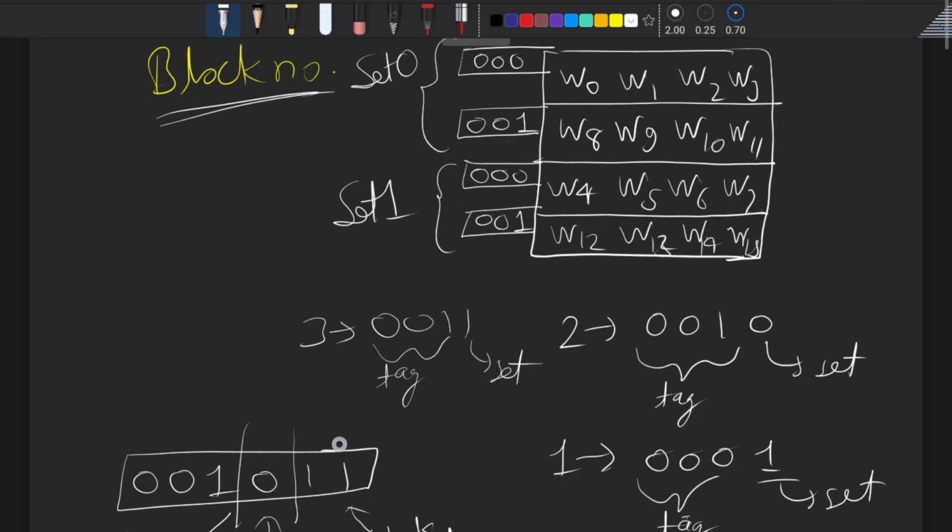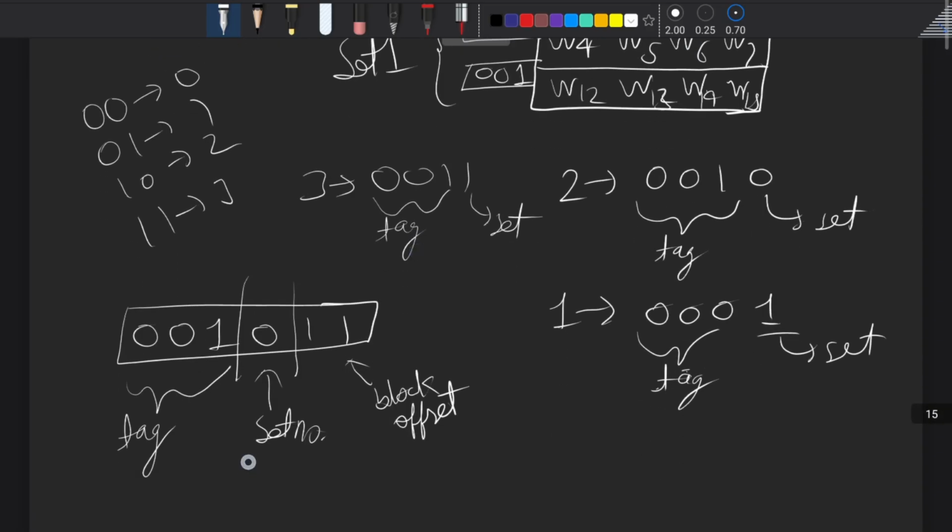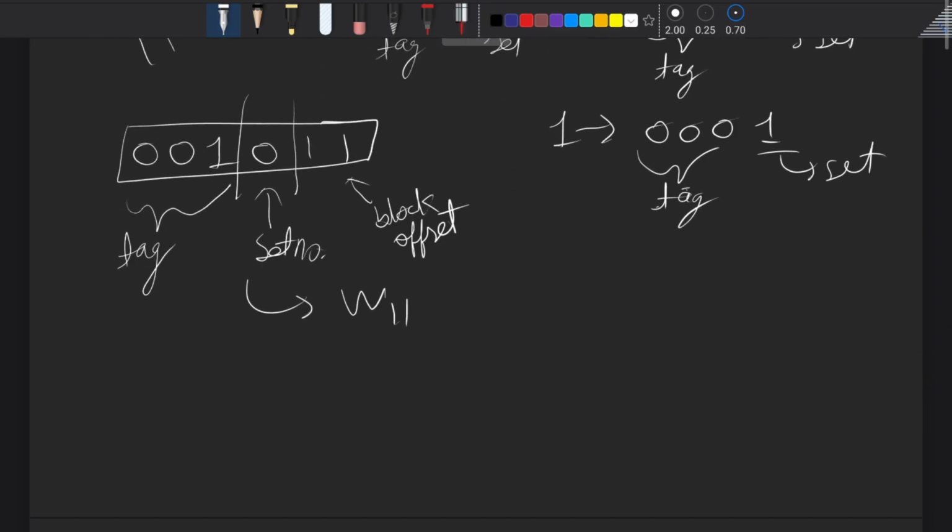Since this block offset is 11, you know that 00 means 0, 01 means 1, 10 means 2, and 11 means 3. So it must be looking for the third word of that block. Here this is zeroth word, this is first word, this is second word, this is third word. So it was looking for word 11, which was present in cache memory. So this will be a hit.